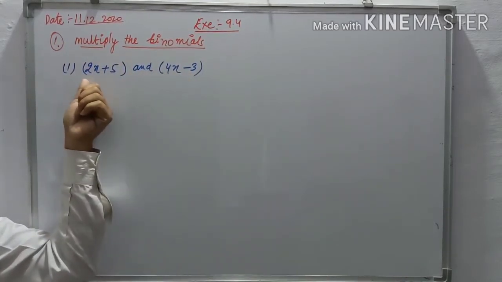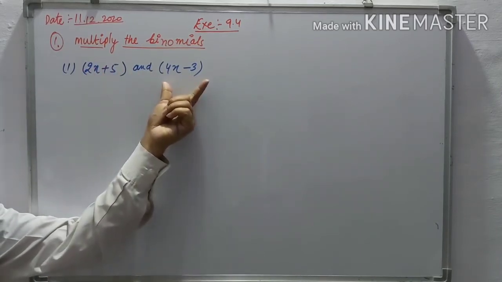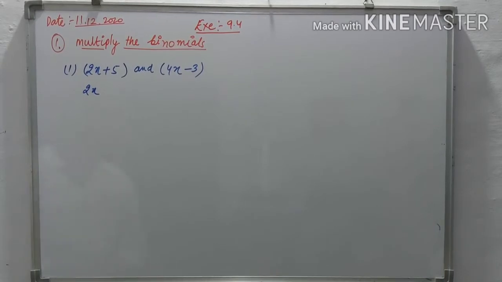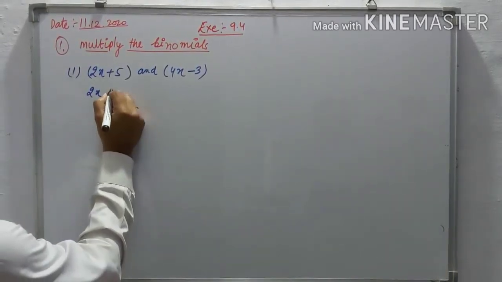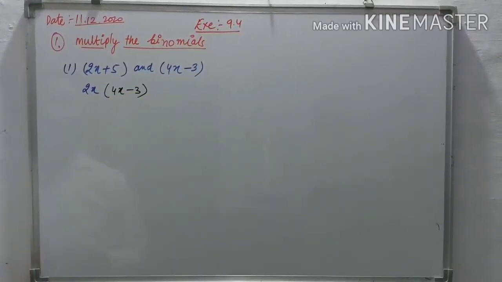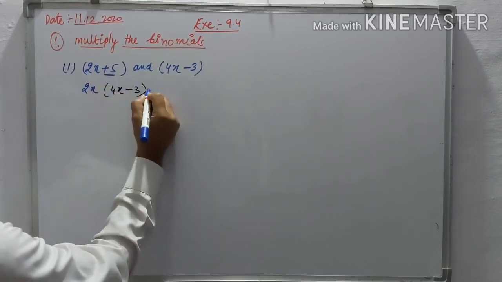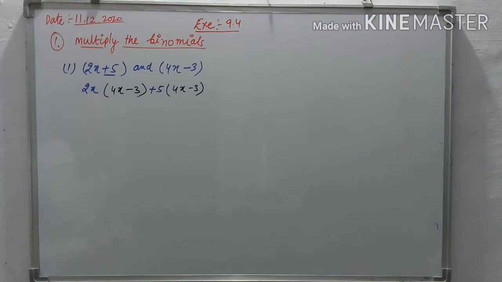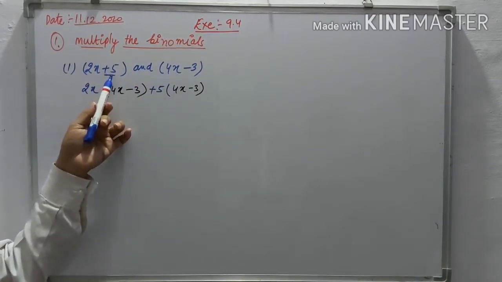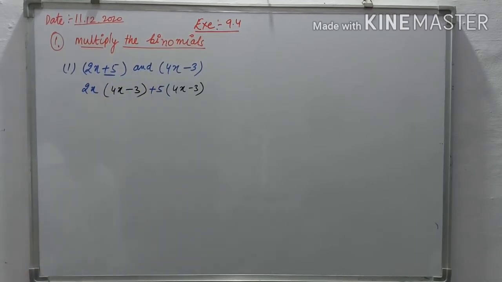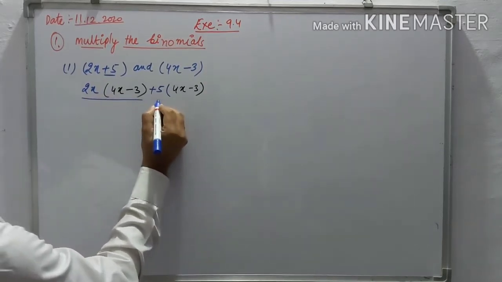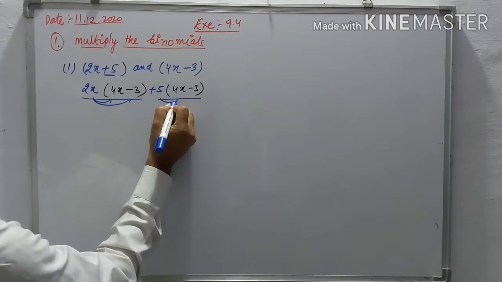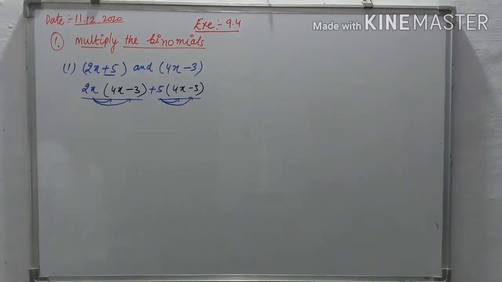In this case you multiply the first term with the second binomial, then the second term with the second binomial. You write the first binomial, and the second binomial 4x minus 3, and for the second part, plus 5, again you write 4x minus 3. The monomial times binomial is from the previous classes. So the first term multiplies, then the second, again 5 first multiplies and second multiplies, and the sign will be according to the multiplication rules.